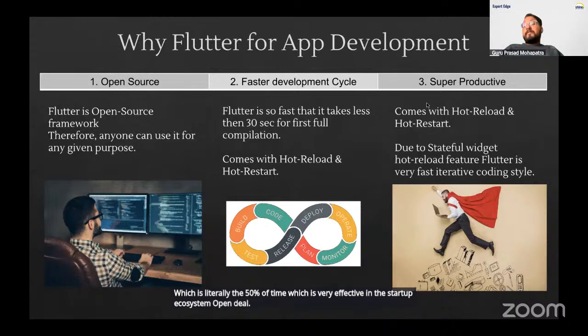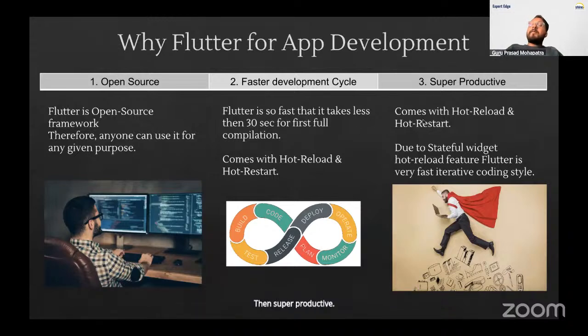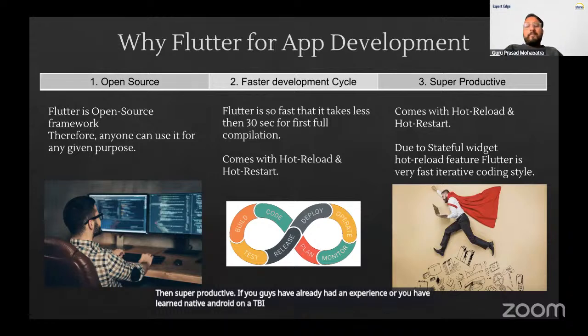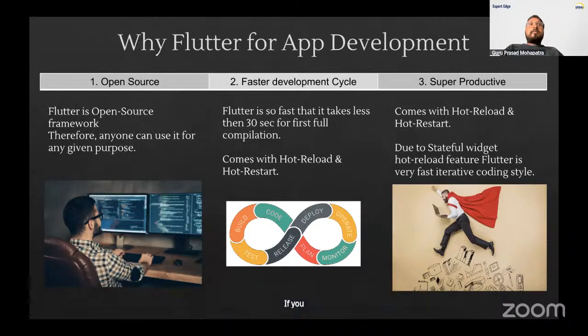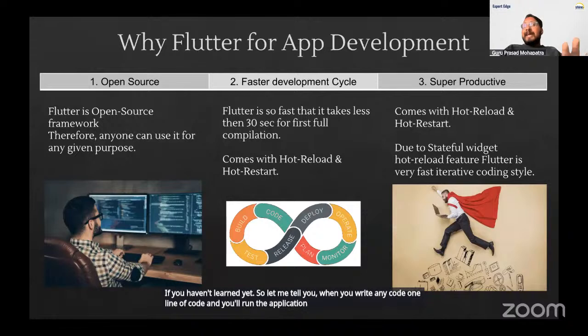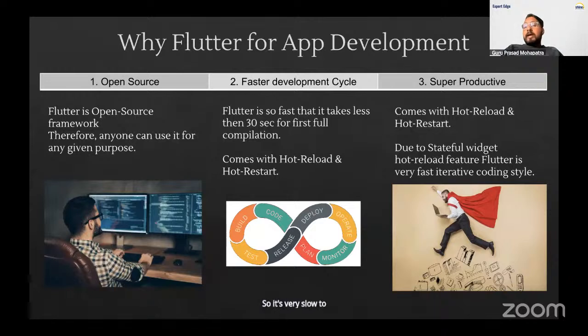Then, super productive. If you have experience with native Android or native iOS, or even if you haven't learned yet, let me tell you: when you write one line of code and run the application, it will take 10 or 15 minutes to run. Then again you write some code and run it, and it again takes 5 to 10 minutes. So it's very slow to check whatever you write.